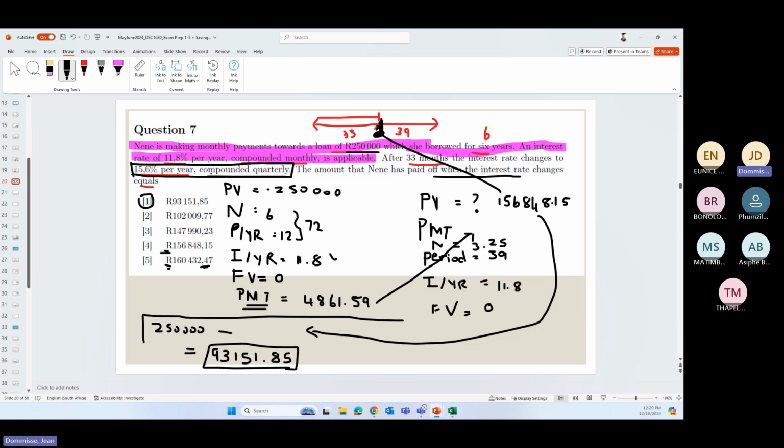They could have just said to us, after 33 months, the interest rate has changed. The amount that Nene has paid off when the interest rate change happened is equal to... So this component was purely put in to confuse us for this question. It's different now if I had a follow-up question to this, but for what we needed to do here, this piece was not needed at all.